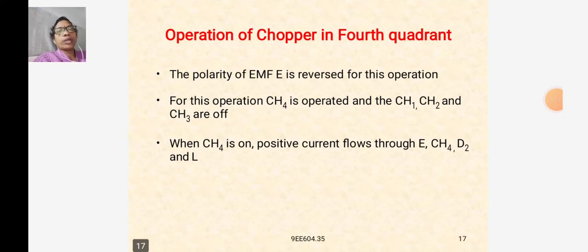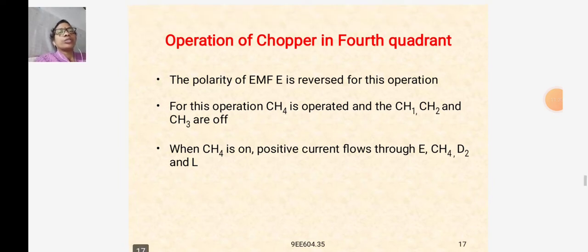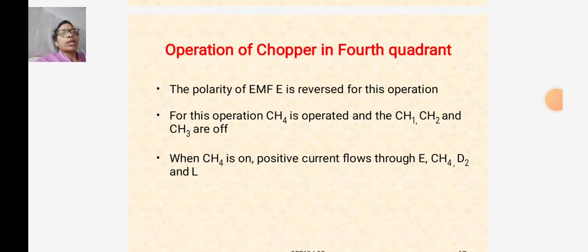In fourth quadrant, the polarity of EMF E is reversed for this operation. For this operation, chopper 4 is operated and chopper 1, chopper 2 and chopper 3 are off. When chopper 4 is on, positive current flows through E, chopper 4, D2 and inductance L.